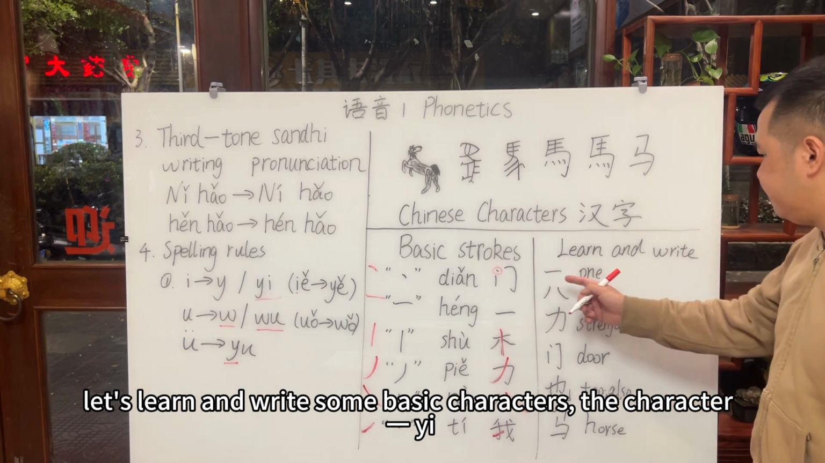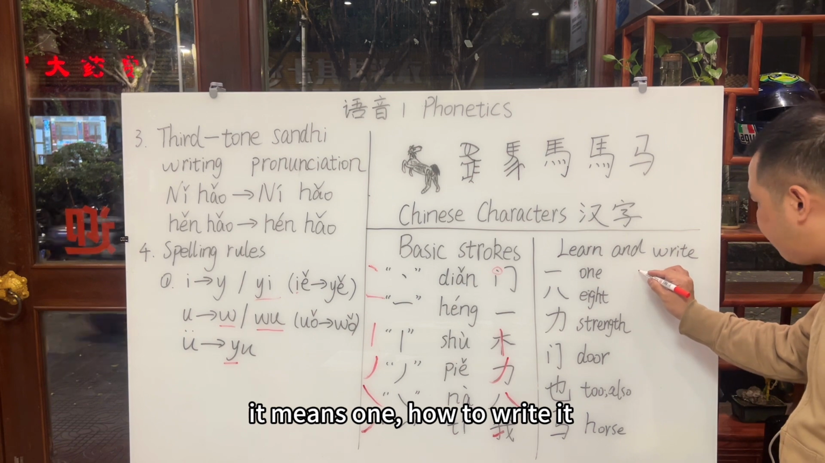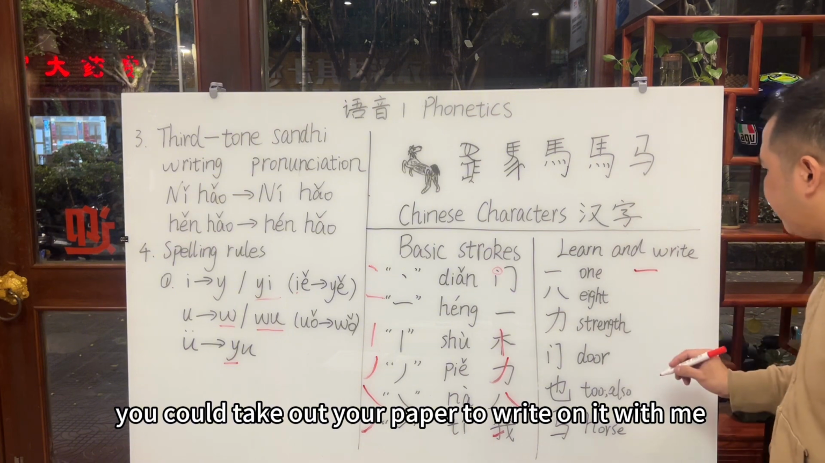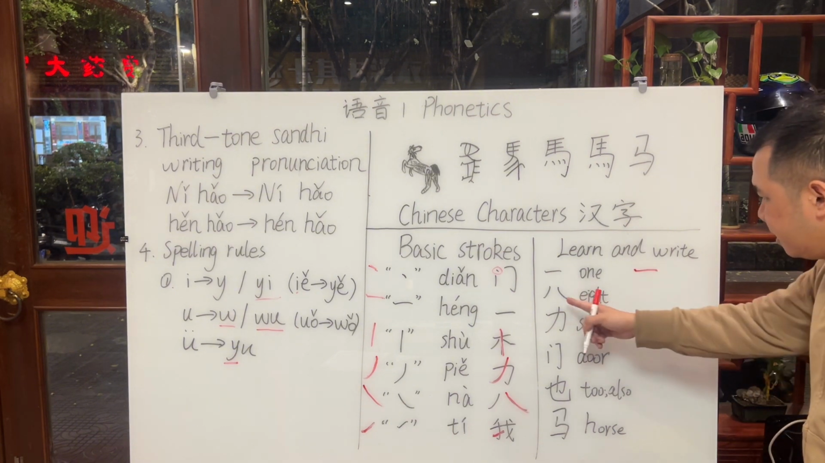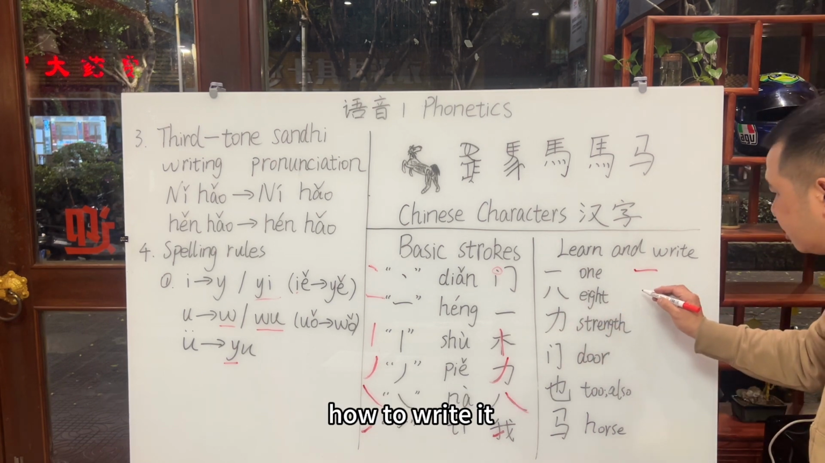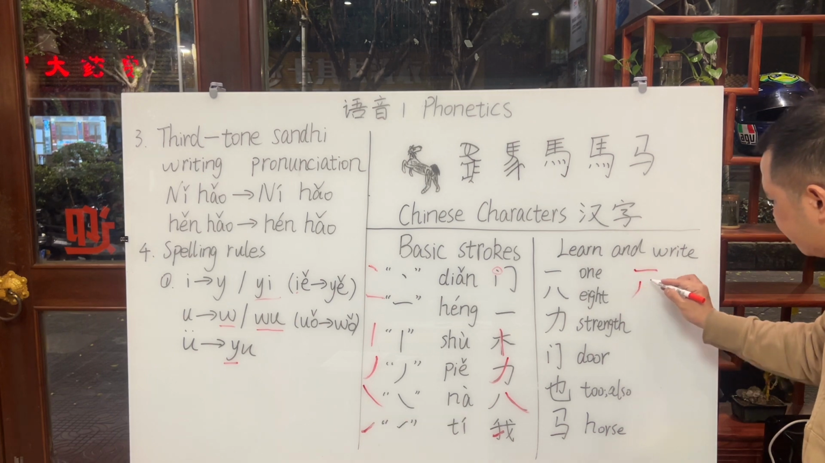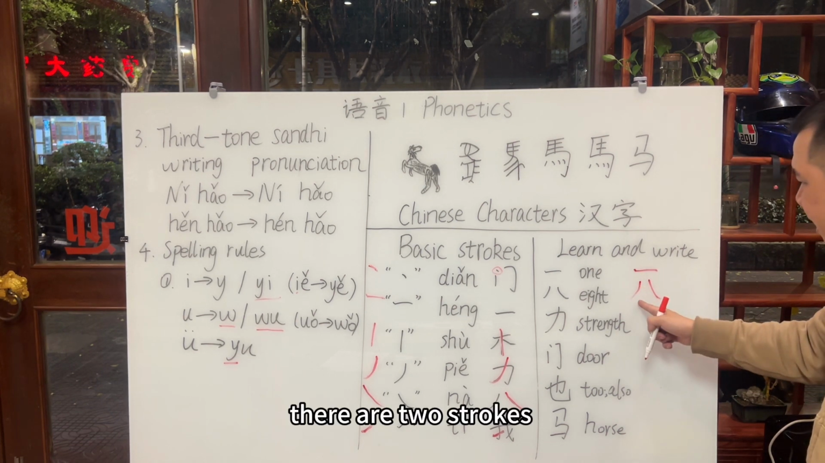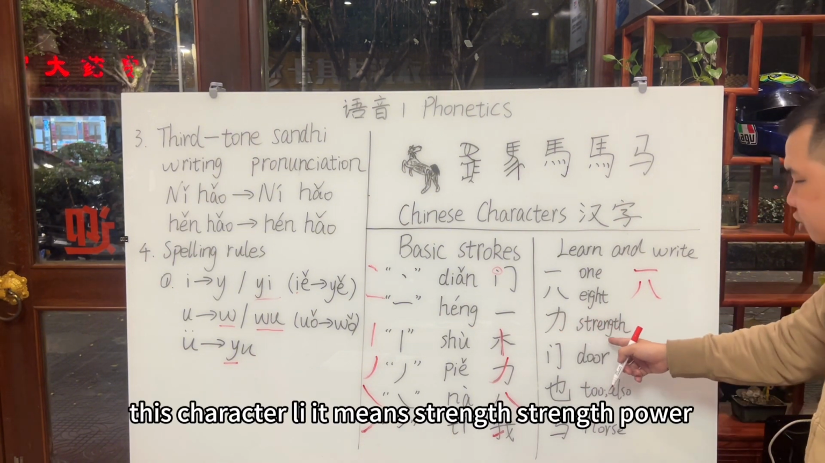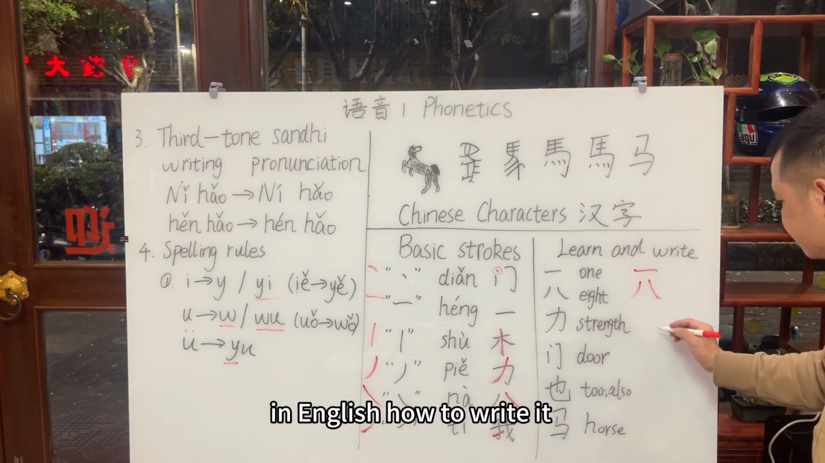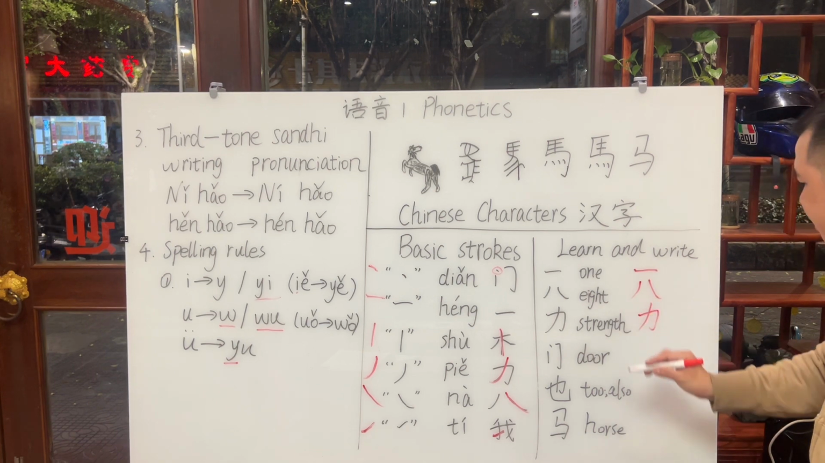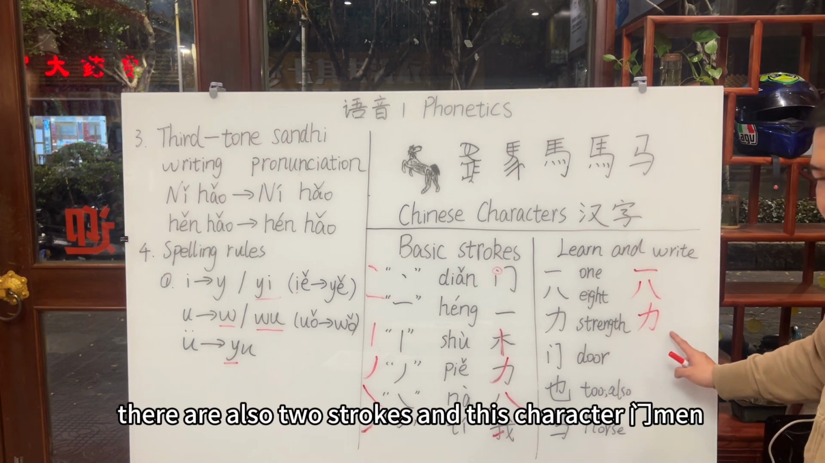The character 一, it means 1. How to write it? 一, you could take out your paper to write on it with me. The second character is called 八. It means 8 in English. How to write it? There are two strokes. 8. This character, 力, it means strength, power in English. How to write it? 撇. There are also two strokes.